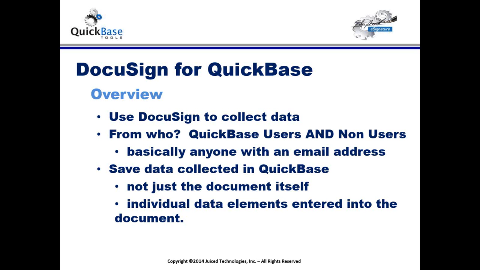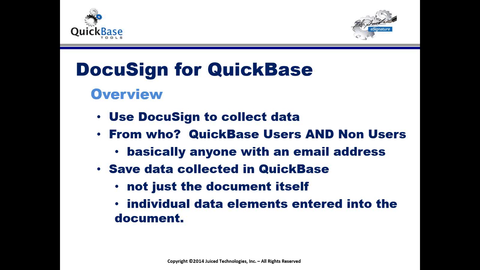So again, what we're going to do is show you how we can collect data by using DocuSign and QuickBase together, but more importantly, using DocuSign as the primary way of collecting the data. And when we say we're going to collect data, who are we going to collect the data from? We can collect data from QuickBase users, obviously, but also, more importantly, non-QuickBase users. So you have that case where you want to send some information out to some of your clients, and you might have maybe 100 or 1,000 or even more clients, and it really is not practical to set up new QuickBase users for each one of those customers.